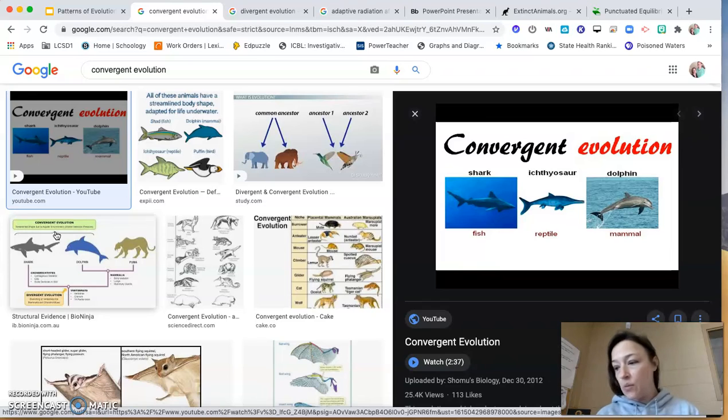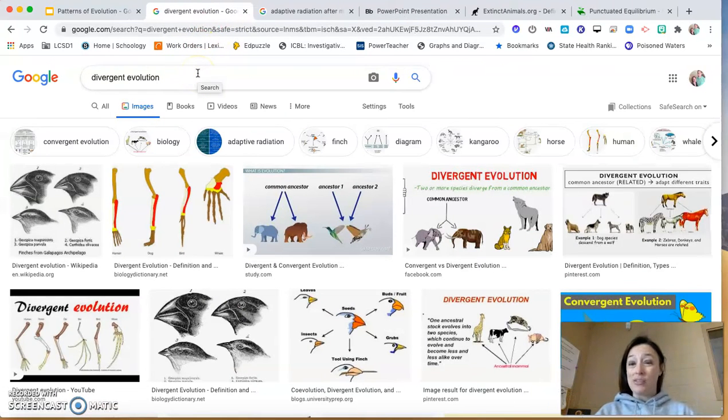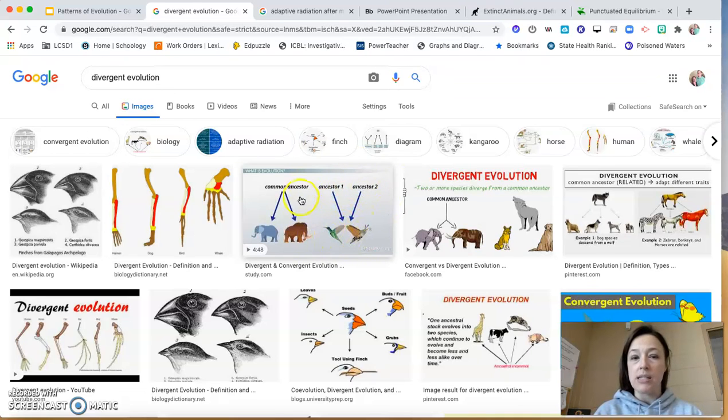All right, the second pattern is divergent evolution, also known as adaptive radiation, and that is honestly what AP tends to prefer. They tend to prefer the term adaptive radiation, so I will try to use that more. But I can explain divergent evolution or adaptive radiation. This is the opposite of convergent. Okay, so this picture is convergent. Different ancestors give similar species.